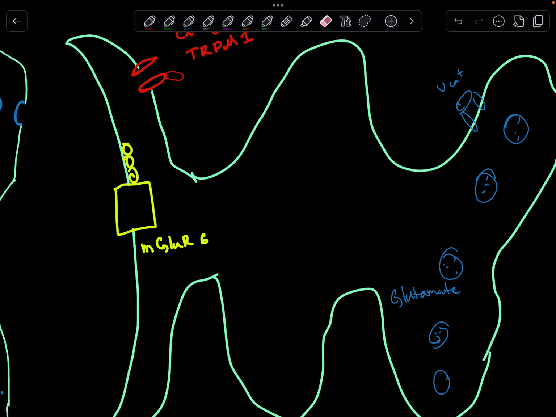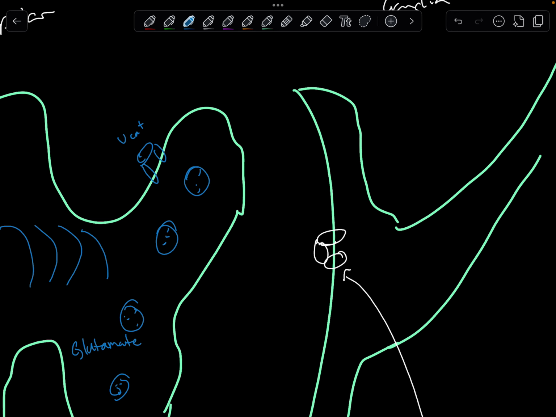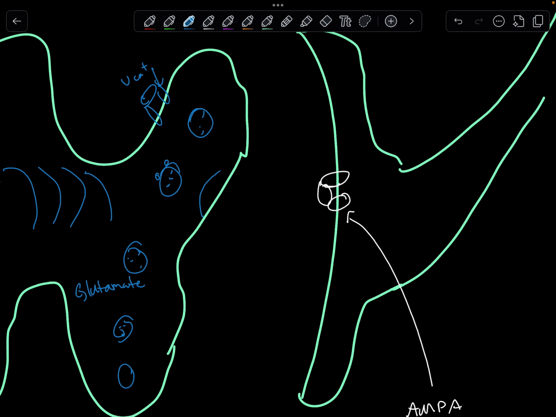mGluR6 is a ligand channel, and it's going to react with glutamate, but there's no glutamate in the cleft right now. So that means this calcium or TRPM1 channel is going to stay open, and it's going to allow calcium to come in, allowing an action potential. The action potential will then open this voltage-gated calcium channel, and it'll bind to the vesicles, pulling them towards the membrane, releasing glutamate into the synaptic cleft.